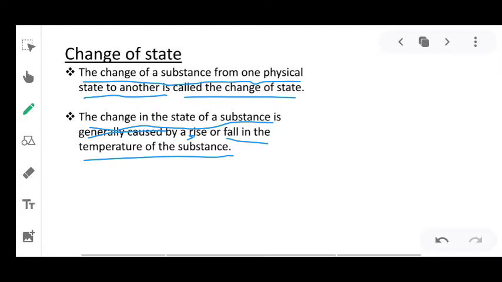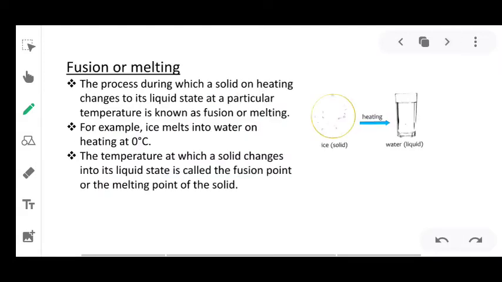Now we'll study some processes which change the state of a substance. The first is fusion or melting. The process during which a solid on heating changes to its liquid state at a particular temperature is known as fusion or melting.